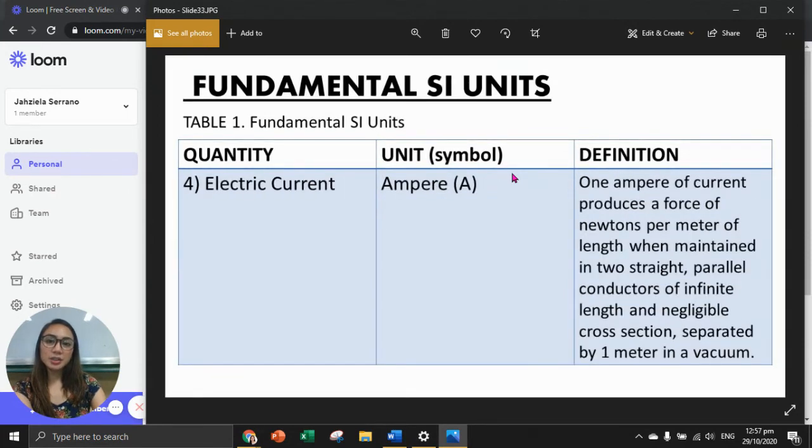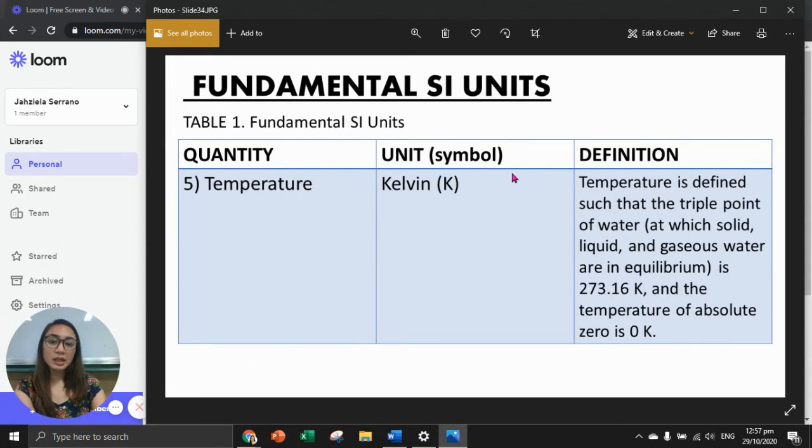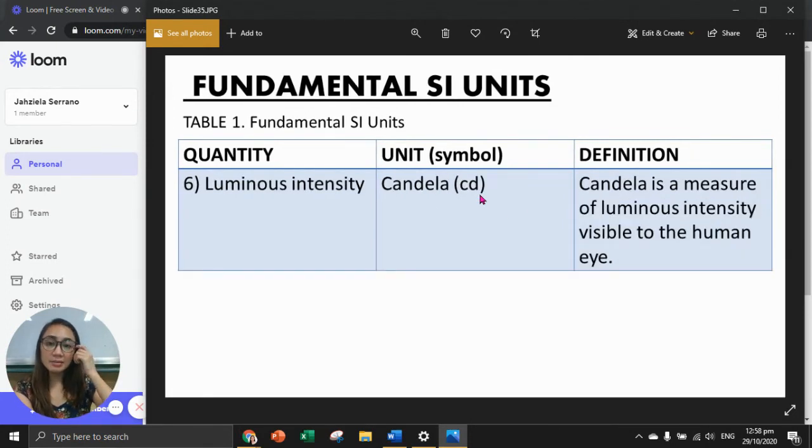And then for electric current, ang unit of measurement niya is amperes. And then temperature, ang unit of symbol niya is Kelvin. So hindi Celsius, no? Magkaiba yung dalawa. So here Kelvin is K. And then number 6 is luminous intensity. So ito yung sa ilaw, no? Candela is a measure of luminous intensity visible to human eye. So pag luminous intensity, candela or CD.